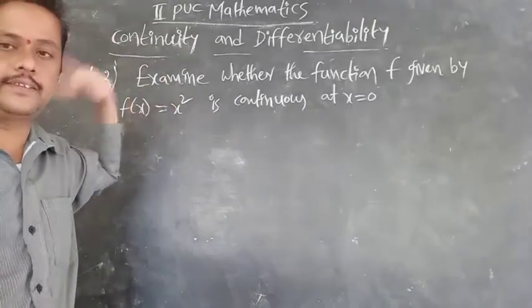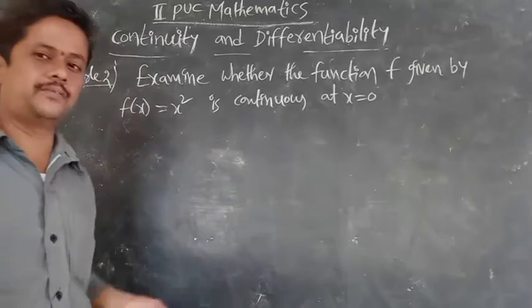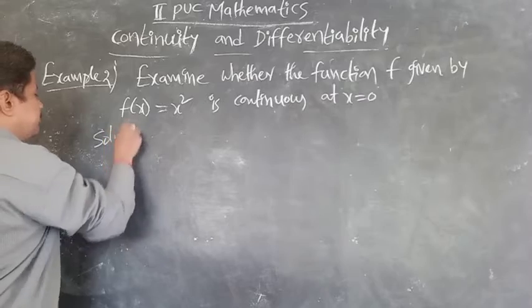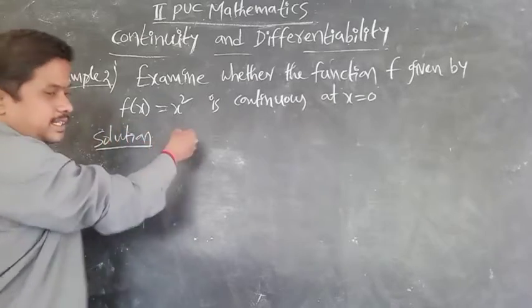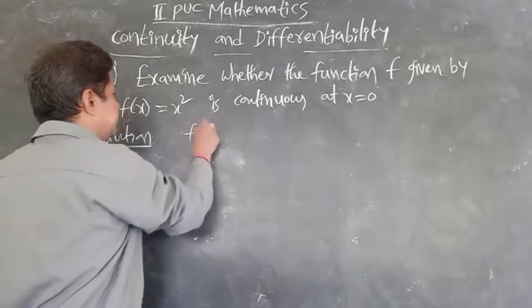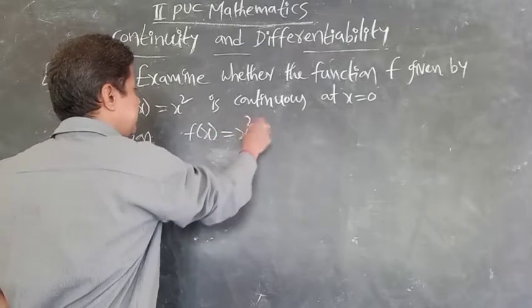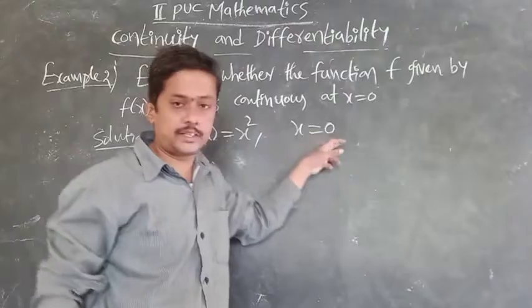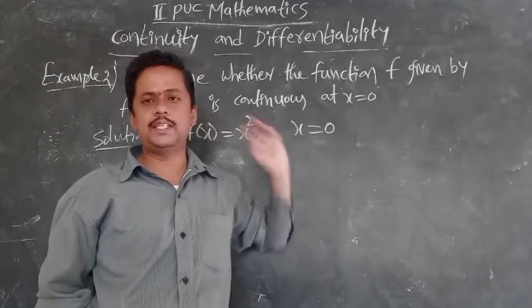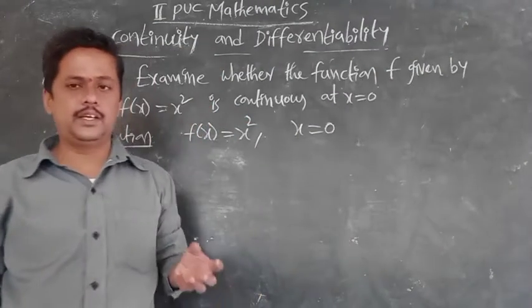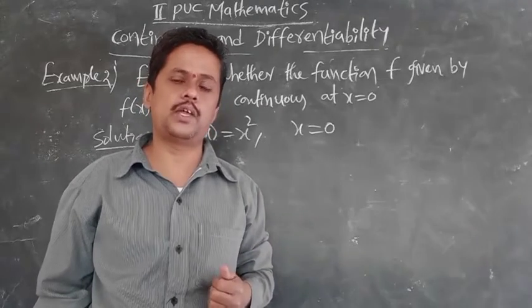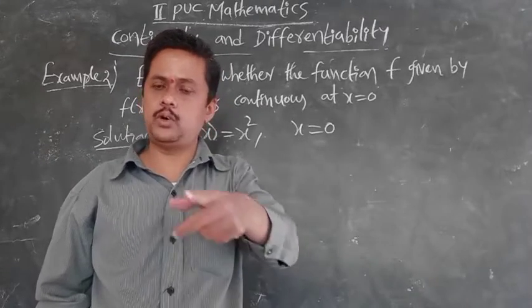I have to examine. Same procedure, very easy. Okay, how to do this? Solution. I tell you what is the function? F of x is equal to x square. And what is the point? X is equal to 0. Now what is the c value here? 0. So what is the condition? What actually, in order to make a function continuous or not? How can you prove that? I already told you, one formula is there.